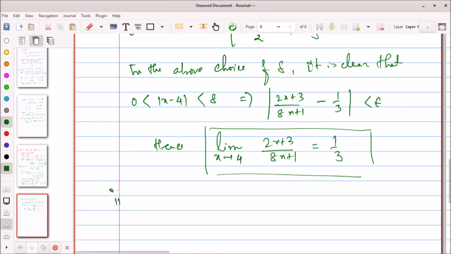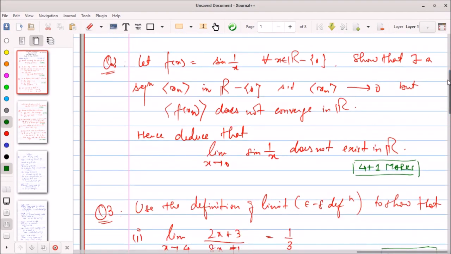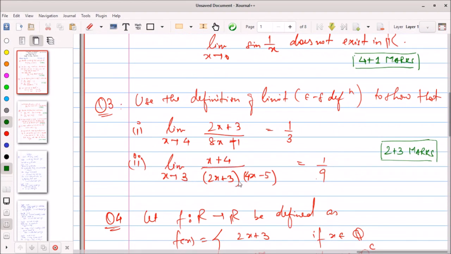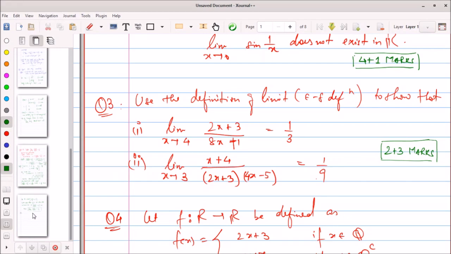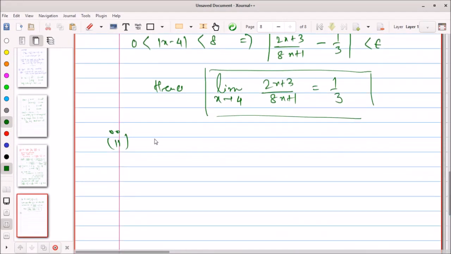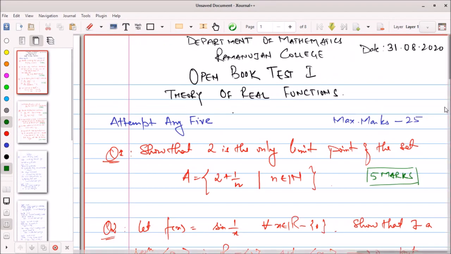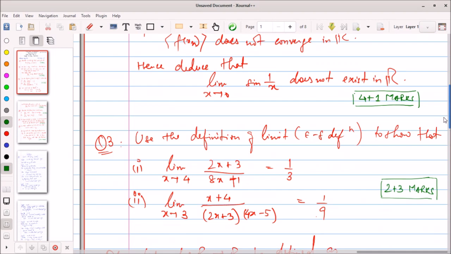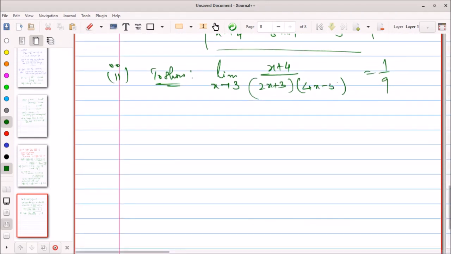Now, what is the second part of this question? The second part is, we have to show the limit as x tends to 3 of (x + 4)(2x + 3)/(4x - 5) is equal to 1/9. So this is what I have to show.